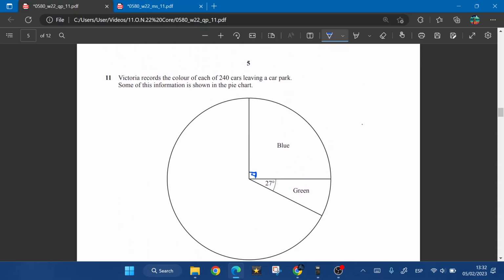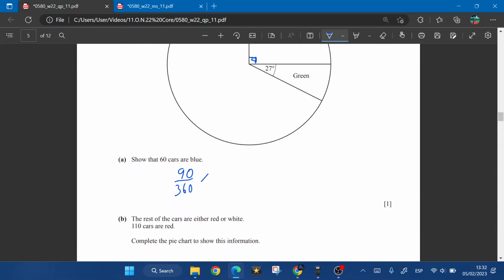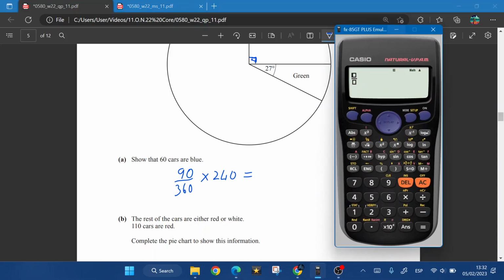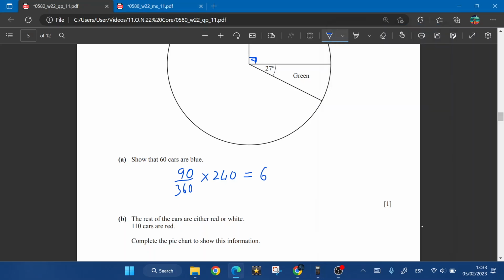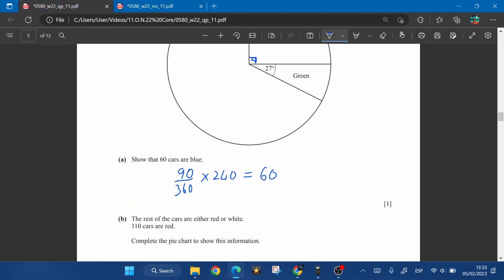How many cars are there? 240. So if we work out that same fraction of 240, what do we get? So we got 90 out of 360. That's the fraction of the pie chart, times it by 240, the fraction of the total. We get 60. And that's how you show an answer. Show an answer by doing the maths and showing all of it.